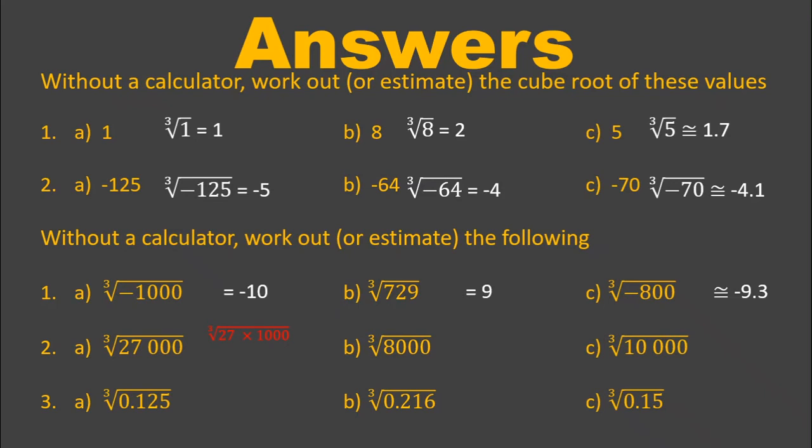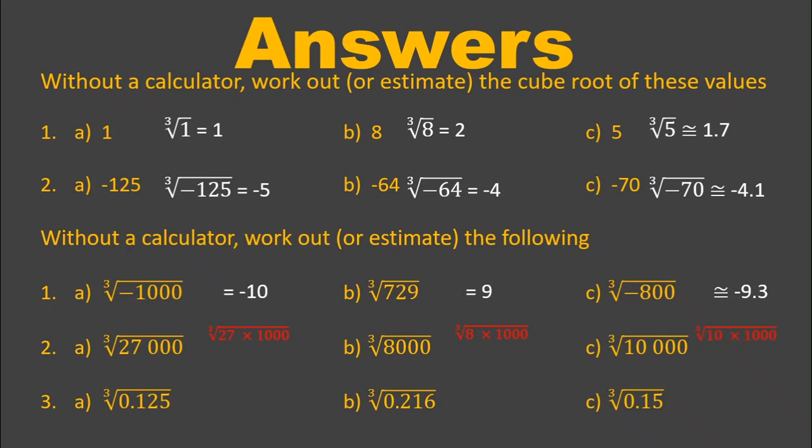I'll leave you some time to think about that. 8,000 is the same thing as 8 times 1,000. And you could cube root 8 and you could cube root 1,000. 10,000 is not a perfectly cubed number, but you could think of it as 10 times 1,000. You could estimate the cube root of 10, and you could cube root 1,000.